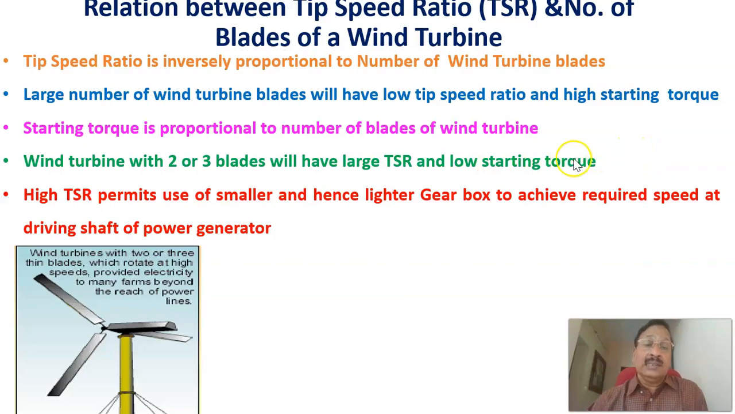That is inversely related. Therefore, a high tip speed ratio permits the use of a smaller and hence lighter gearbox to achieve the required speed at the driving shaft of the power generator. With a high TSR, the number of blades will be less, and the starting torque will also be less, hence a lighter gearbox is enough to achieve the required speed at the driving shaft of the generator.